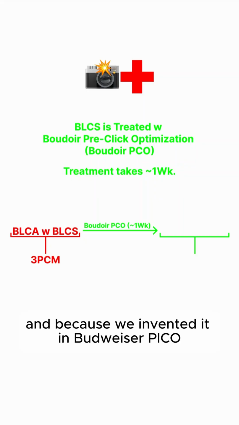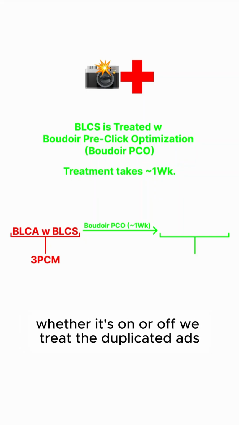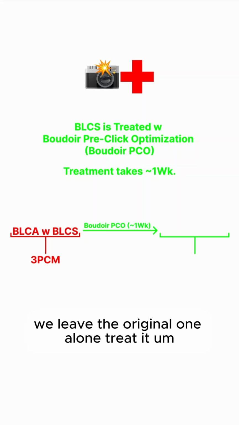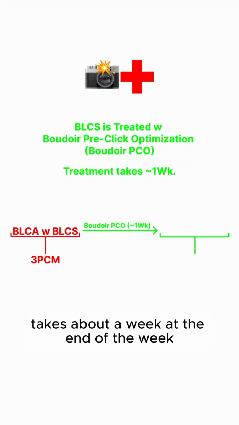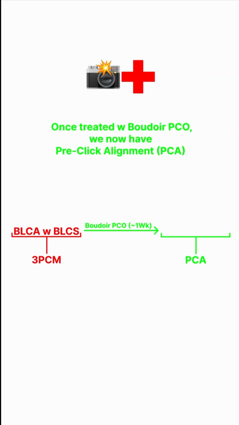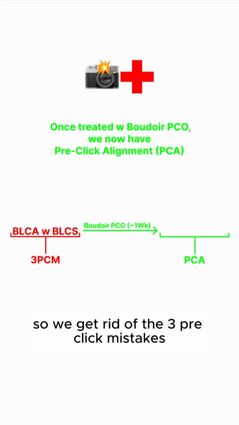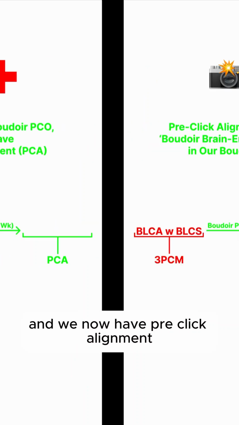In Boudoir Pico, we duplicate the current Boudoir Facebook ad, whether it's on or off. We treat the duplicated ad, so we leave the original one alone. Treat it, takes about a week. At the end of the week, we keep whichever one rolling has the better metrics. Now, once treated with Boudoir Pico, we now have pre-click alignment. So we get rid of the 3 pre-click mistakes, and we now have pre-click alignment.